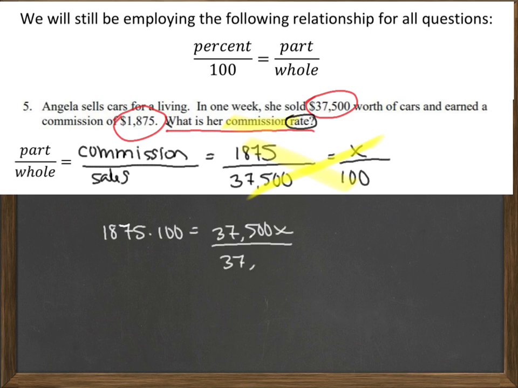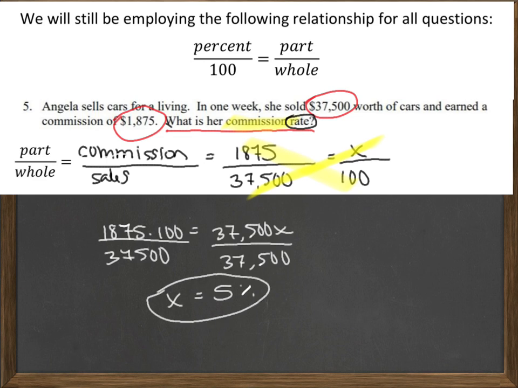And then we're going to divide both sides by 37,500. Okay, and you get x equals 5. However, 5 isn't my final answer because her commission isn't $5. It's 5 what? It's 5%. So she makes 5% of whatever she sells. She earns 5% of that.